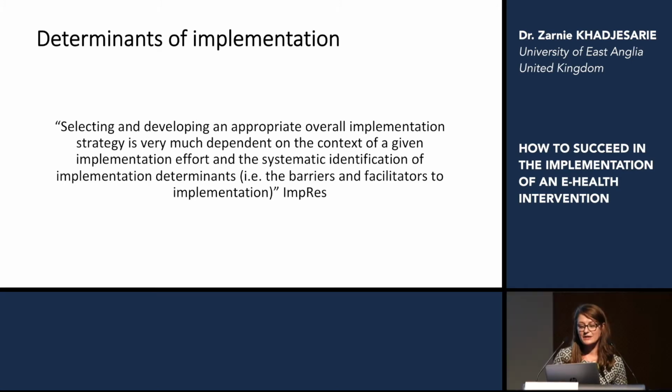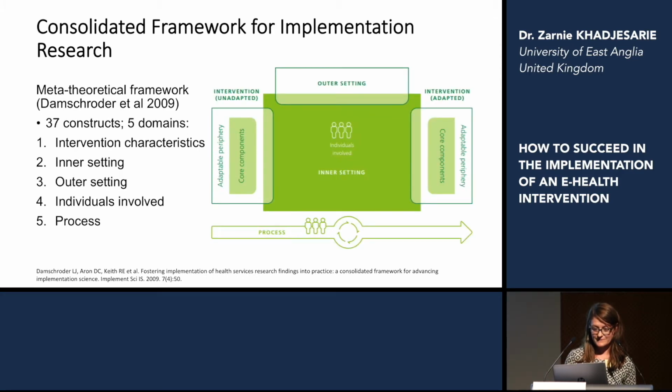Selecting and developing an overall implementation strategy is very much dependent on the context of a given implementation effort and the systematic identification of implementation determinants, so for example, barriers and facilitators. This is known as the Consolidated Framework for Implementation Research. It's one of the most popular frameworks out there that are used for identifying determinants of implementation. It's known as a meta-theoretical framework in that it was formed by a large review of existing frameworks and incorporating them into this one meta framework.